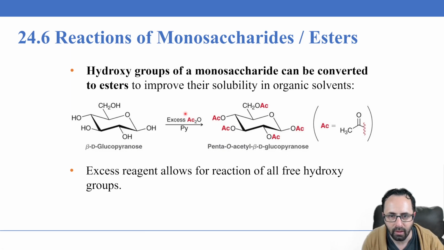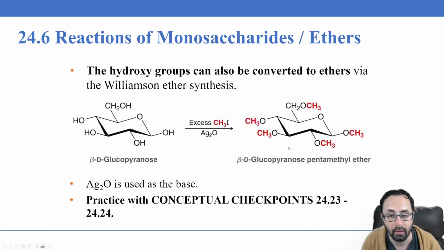If we use excess acetic anhydride in a pyridine solvent, we can replace all of the hydroxyl groups. So we have 1, 2, 3, 4, 5 in beta-D-glucopyranose. In the presence of excess acetic anhydride, these will result in acetate esters being formed at each of these hydroxyl locations. No mechanism is provided, but this is simply a nucleophilic attack on the carbonyl group to produce an ester. It's the same ester synthesis that we've seen in the past.